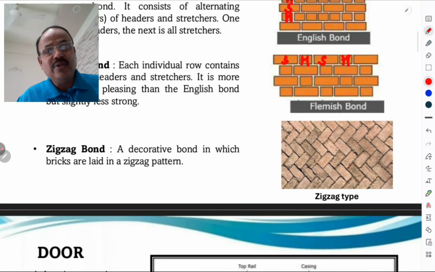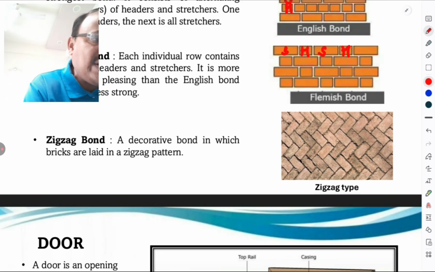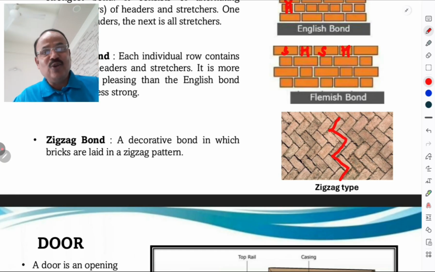Then we are going to discuss the zigzag bond. Sometimes it is also called a herringbone bond. This is a decorative bond in which bricks are laid in a zigzag pattern. This is the zigzag pattern of bricks. So one must know the zigzag pattern. It is a decorative bond.